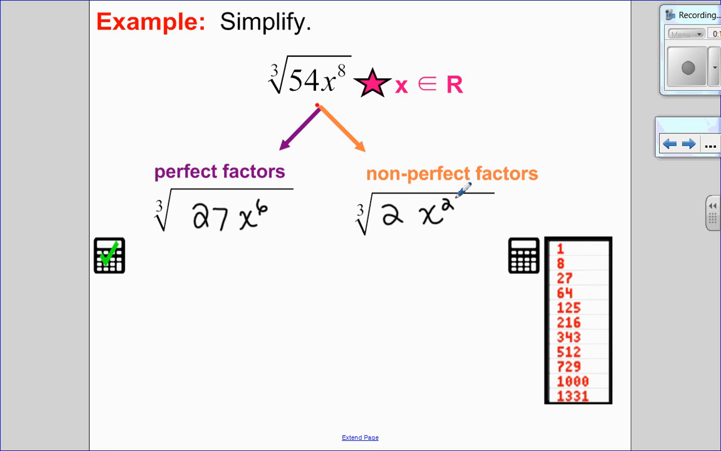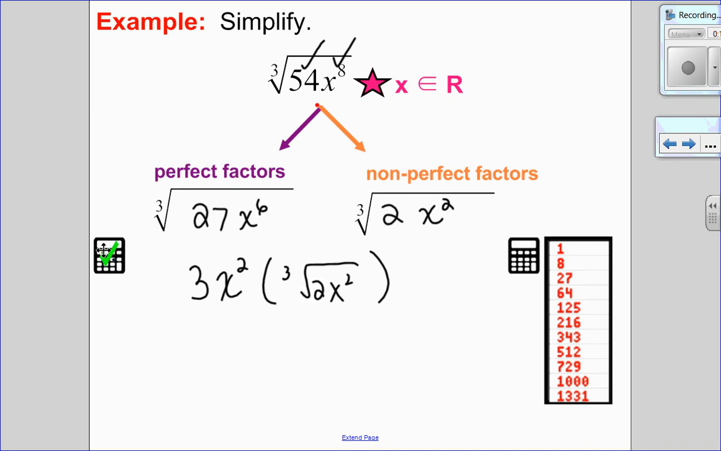I always like to do a quick check here. 27 times 2 is 54. X exponent 6 times x squared is x exponent 8. Now I'm good to go. So the cube root of 27 is 3. The cube root of x exponent 6 is 6 divided by 3, which is 2, times the cube root of 2x squared. Anytime I have an index that is not a 2, I always put brackets around it so you don't think that's x exponent 23.